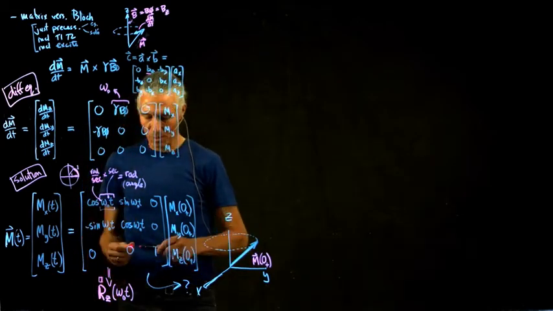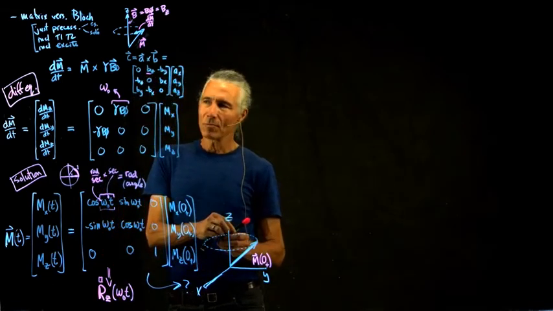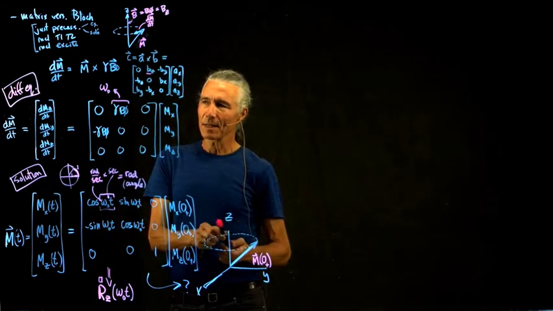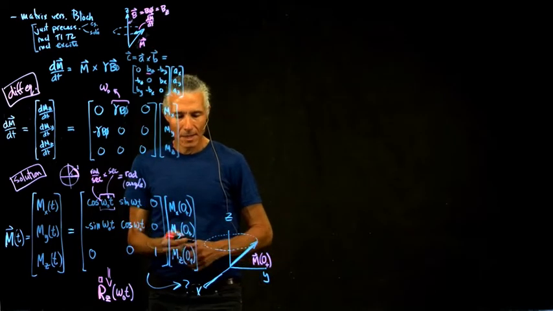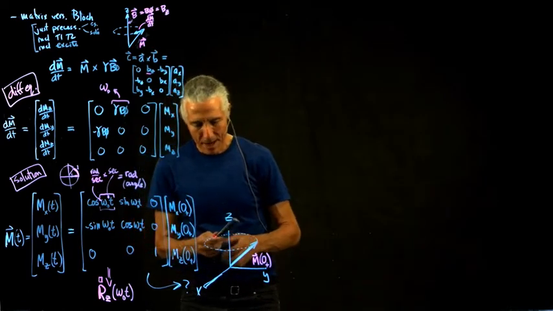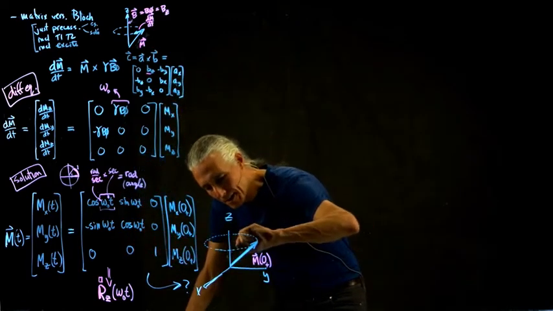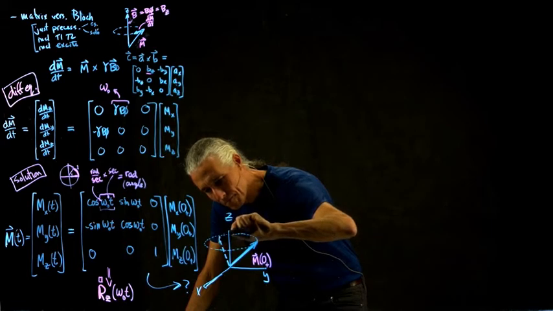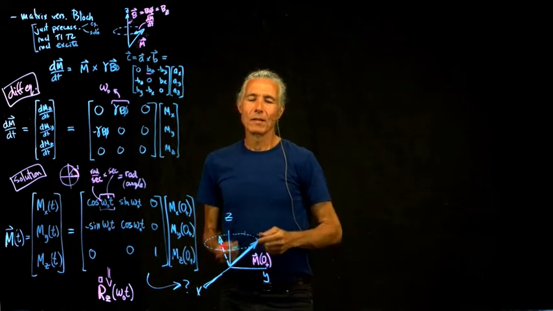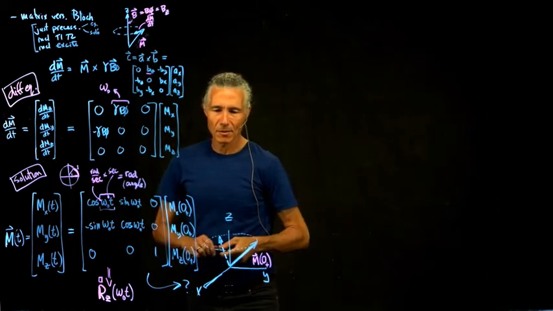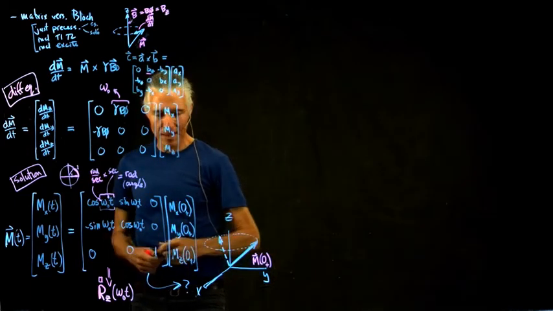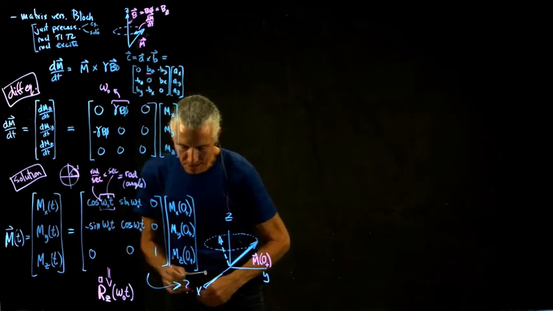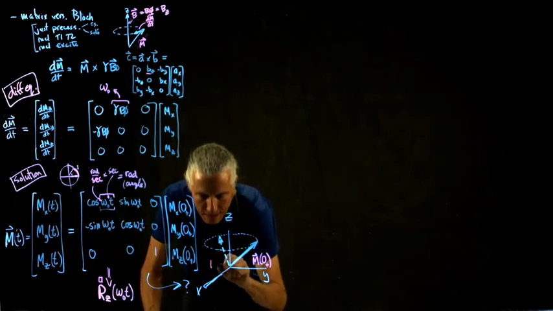And what does it do? It just rotates the vector around the z-axis without changing its length. And so where might it end up? Well, let's just say it ended up over here. So what is that vector now? That's basically just our result. That's the M(t) vector.